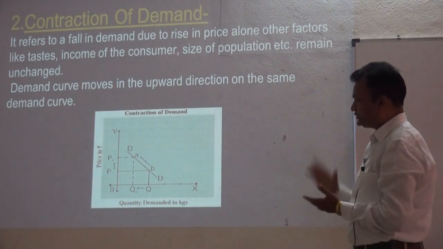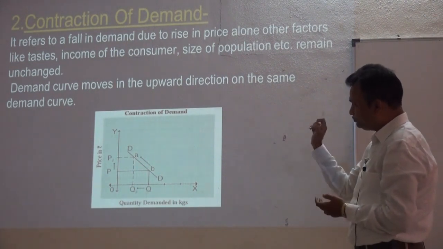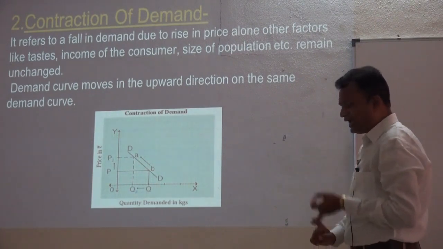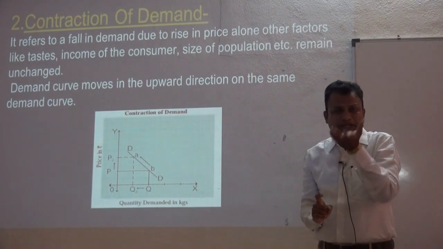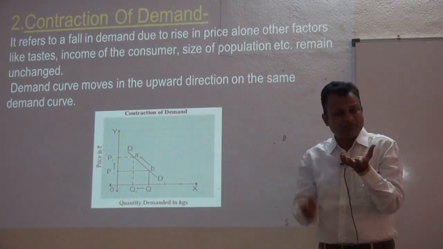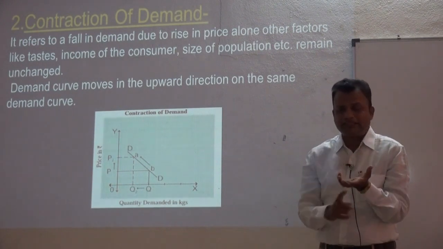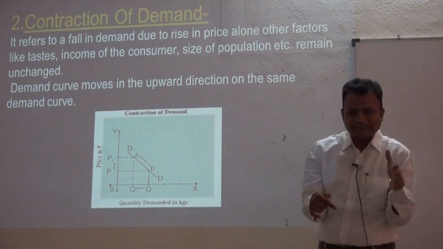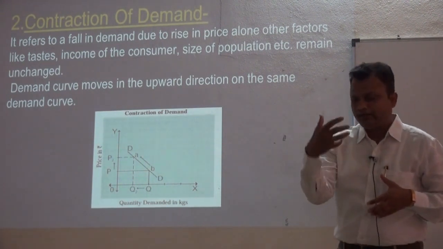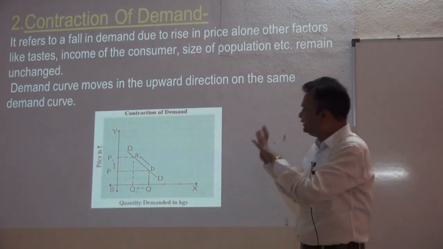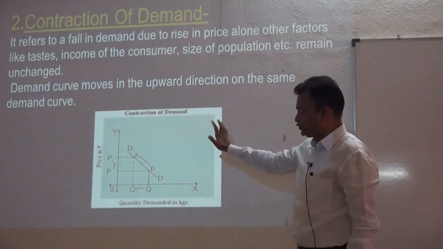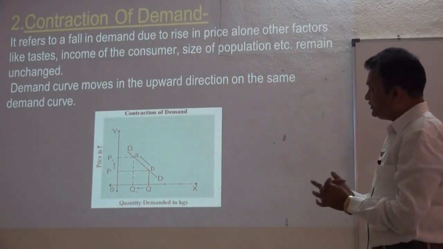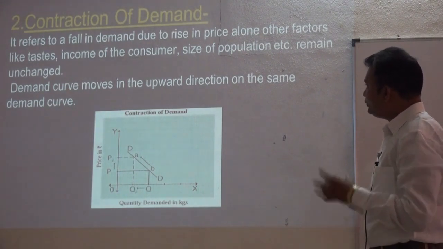So why does it happen? What is the main cause of a reduction in demand for the commodity? The main thing is that as the price rises, the purchasing capacity of the customer falls down, and if the purchasing capacity falls down, automatically he will not be able to purchase as many units of the same product. Due to that, demand falls down, and that is considered a contraction of demand.